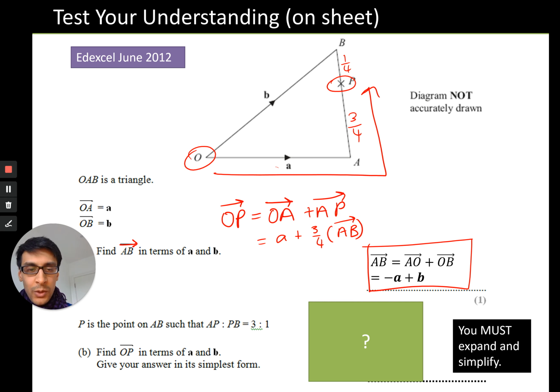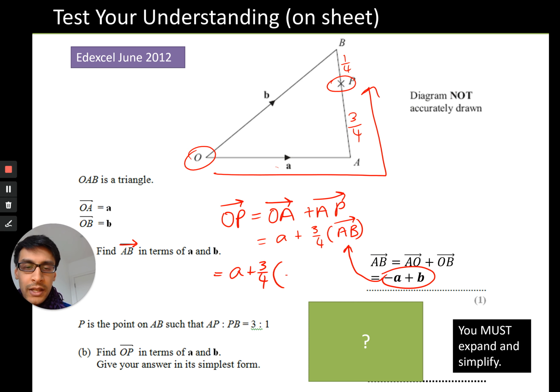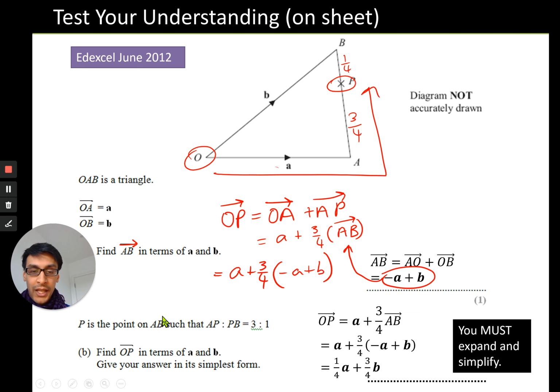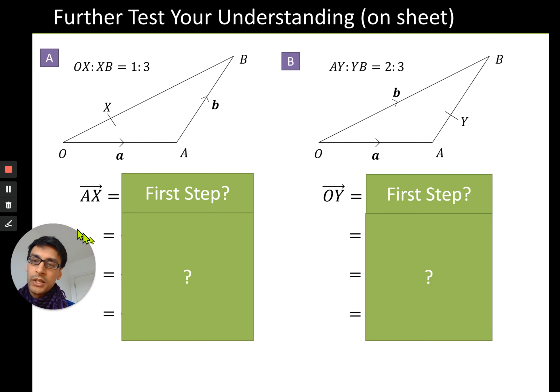Not a coincidence that we have AB already given to us, because AB is just here. So in fact, we can just replace AB with negative A plus B. So then that will give you A plus 3/4 of negative A plus B. And then it's just a case of expanding and simplifying. You want to look at that, but this is the full working out expected for every vectors question. Okay, next question.